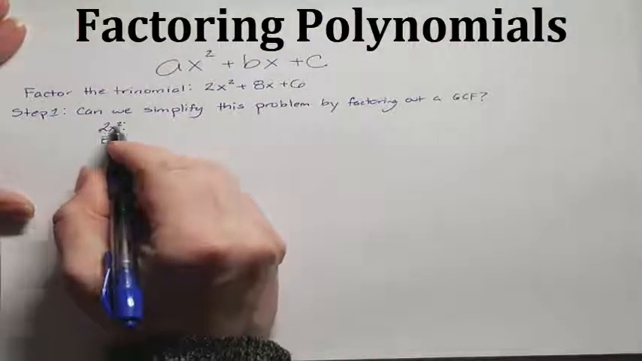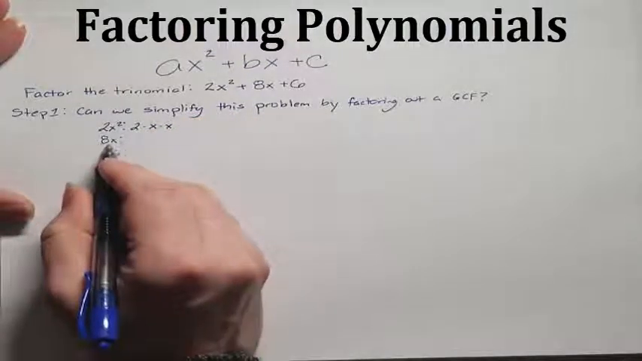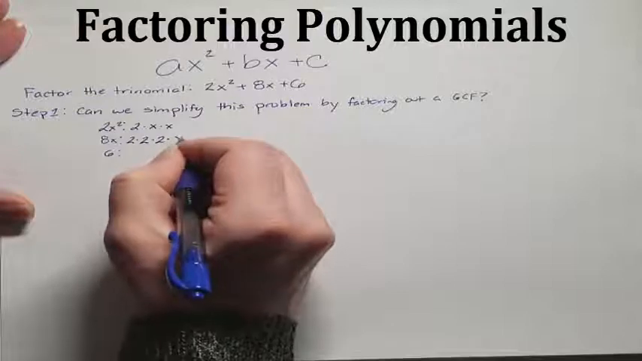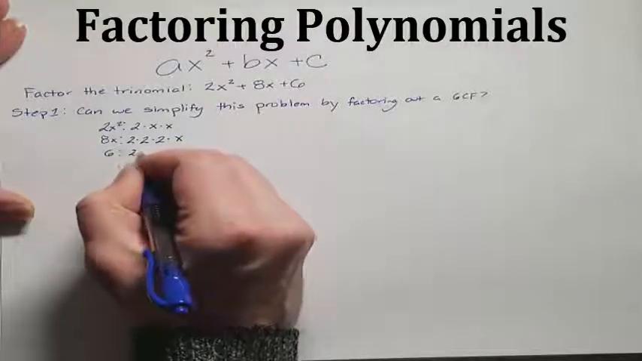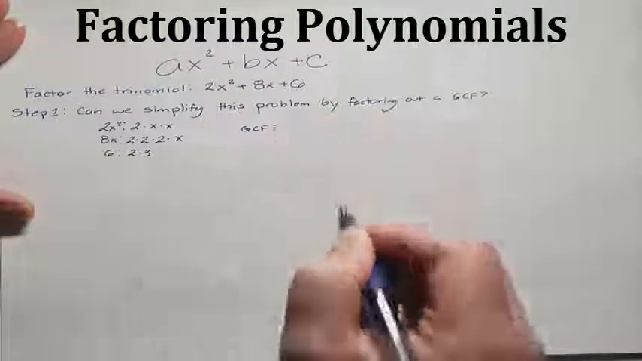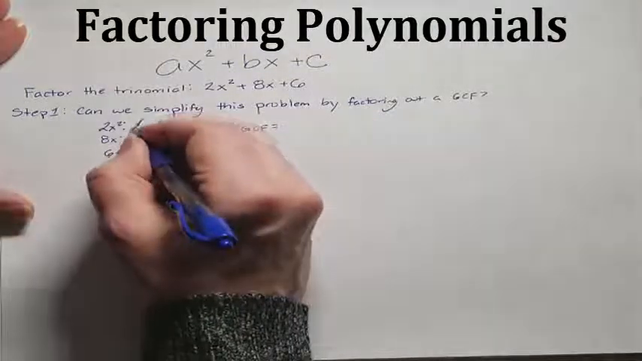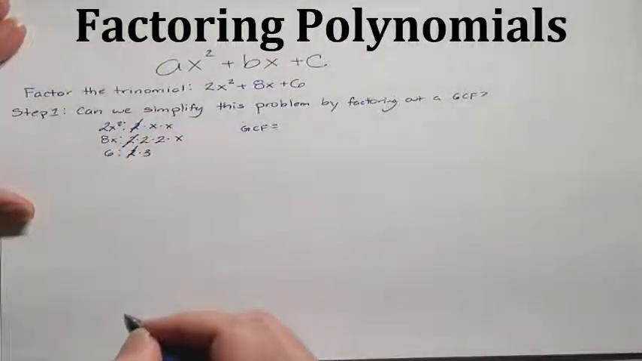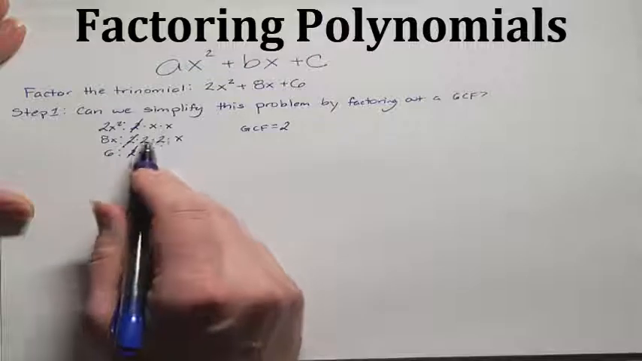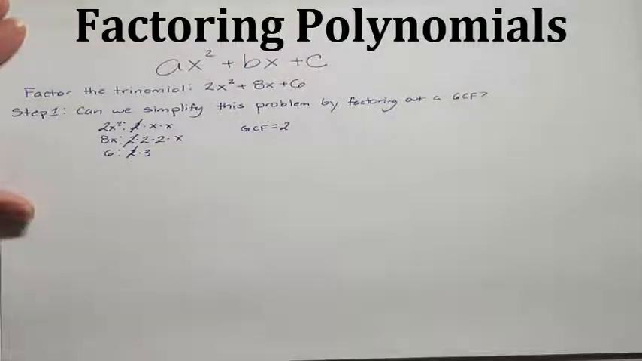So prime factorizing 2x squared is 2 times x times x. 8x is 2 times 2 times 2 times x. 6 is 2 times 3. So if I'm looking for the GCF to see if I can by any chance make this problem any simpler, I see that there is a 2 in common in each, so the 2's are going to be removed from my lists, and the 2's are here in my GCF. I'm trying to see if there's anything else in common. There is not. So I did have a GCF.